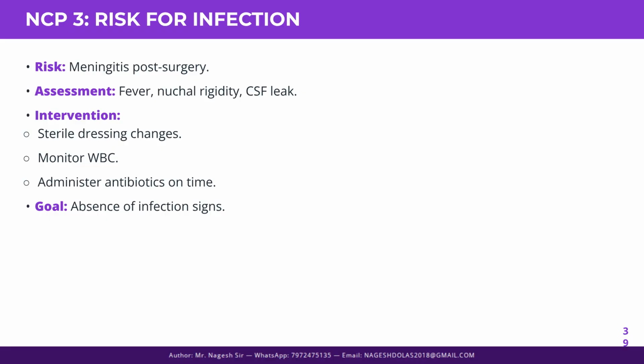The nursing care plan for the risk of infection addresses meningitis post-surgery. Assessment includes monitoring for fever, nuchal rigidity, and CSF leak. Interventions include sterile dressing changes, monitoring WBC count, and timely administration of antibiotics.